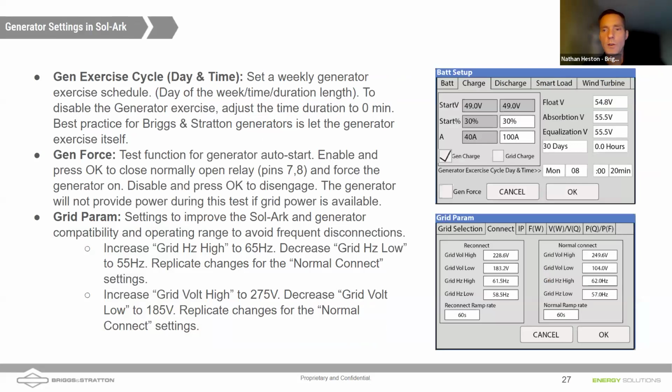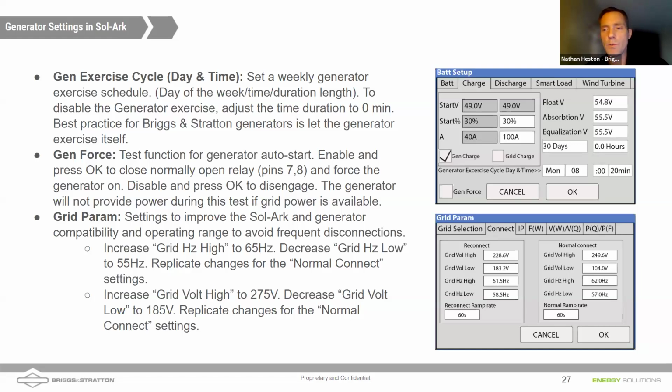Okay, we can also come in and set our generator exercise cycle. We already covered this a bit. We could also disable it by putting the zeros in for the hours and the minutes in that setting there. Now, the default on a Solarc, and this is something you have to program, does not come with expected values you would want on a generator signal, right? So this connect time, the normal connect, is when you're already connected to the generator.